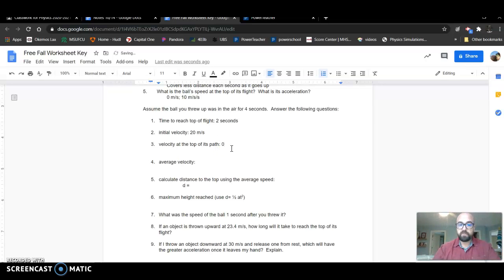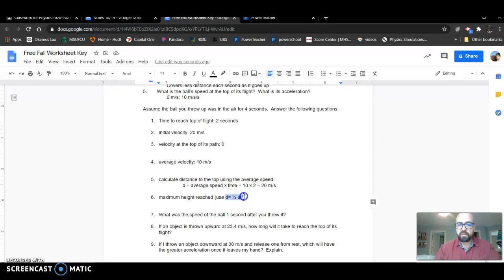Velocity at the top, 0. So the average of 20 and 0 is 10 meters per second. Here I had you calculate distance using the average speed. Distance is average speed times time. So that's an average speed of 10 for 2 seconds, and that equals 20 meters. I just use that and that to get that answer.